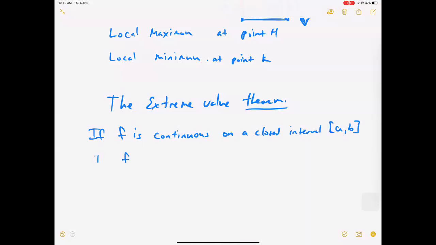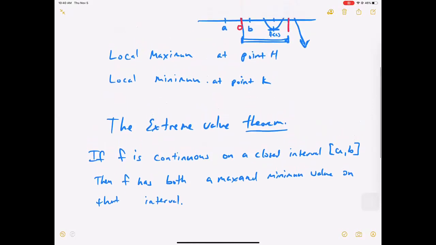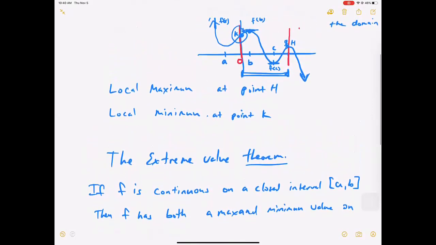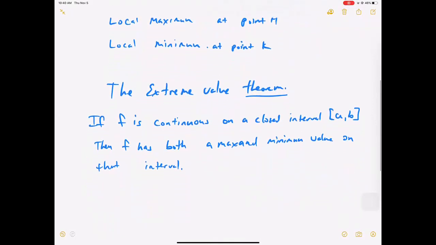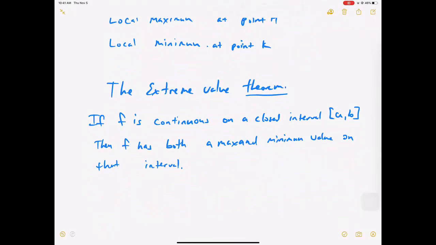Then f has both a max and a minimum value on that interval. Okay, now this is a promise to you, right? If we give a definite timeline, you'll always have a maximum and a minimum value on that. In our previous example, when we first started, we drew arrows that shot off to infinity. That is not a closed interval. That is from infinity to infinity, and that is not a closed interval.